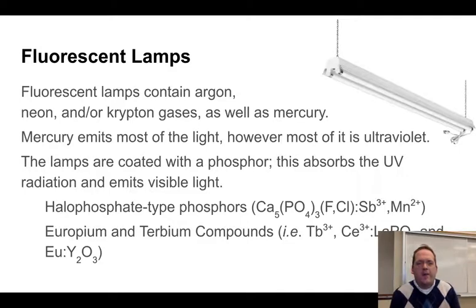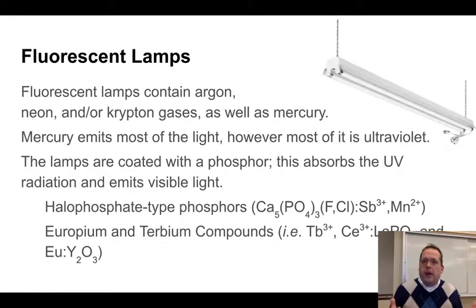But the lamps use two kinds of phosphors. One is a halophosphate type phosphor. And so it has calcium and a phosphate and either fluorine or chlorine. And it's been too long since the periodic table. I don't remember off the top of my head what Sb is. Mn, I think, is manganese. But there is also europium and terbium compounds that have europium and terbium, as well as cesium, La. Boy, it's been a long time since the periodic table.